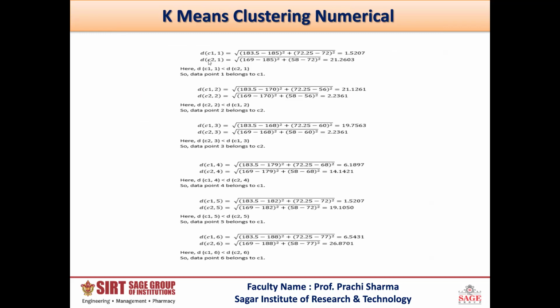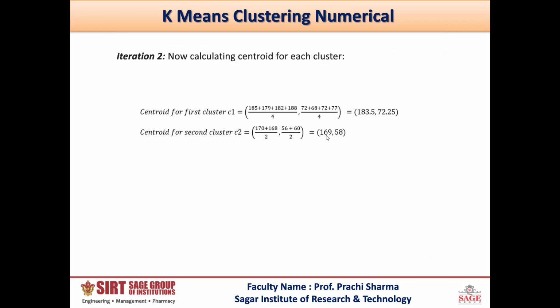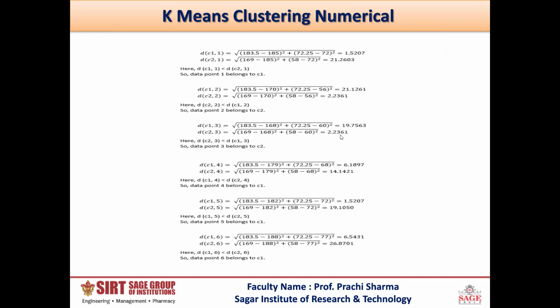Similarly, we do for C2. C2 value was 169, 58. So 169 minus 185, which was the value of point 1, plus 58 minus 72. After solving this, we get 21.26. So as you can compare, 1.5 is less than 21. So 1.5 is coming from the C1 cluster. It means point 1 belongs to the C1 cluster.